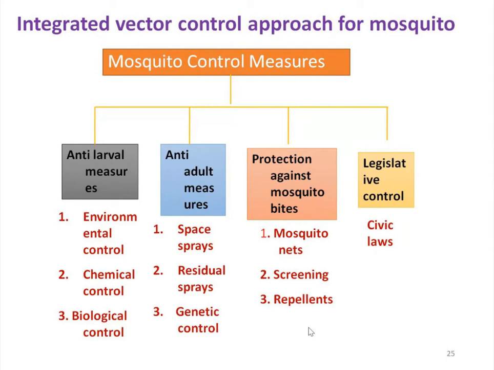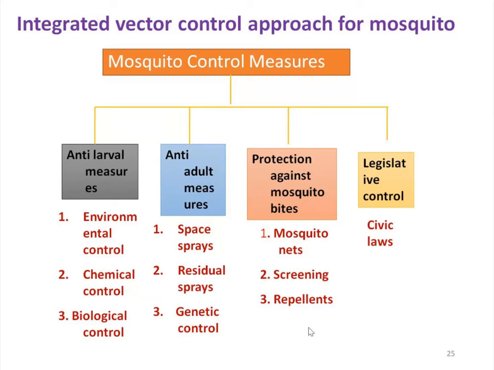Next is anti-adult measures. Anti-adult measures are basically used to prevent the adult mosquitoes. Examples are space sprays, residual sprays, and genetic control. Basically, all these are sprays. We use fogging. I think you must know what fogging is. It's like spraying the chemicals. That's how you can prevent the adult mosquitoes. Next is protection against mosquito bites. So we use mosquito nets, screening or repellents. These are the various types under these categories.